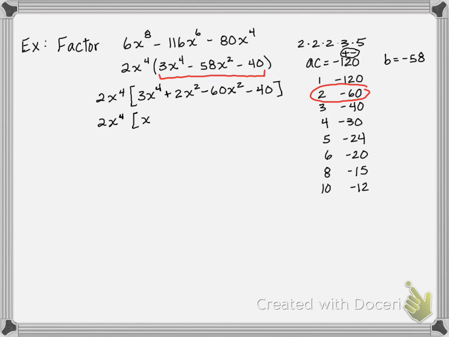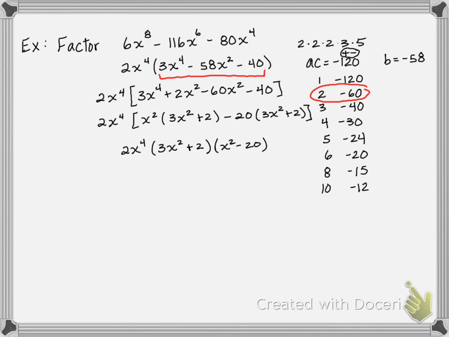So x squared, 3x squared plus 2, minus 20, 3x squared plus 2. So we get 2x to the 4th. Then I have a common factor of 3x squared plus 2. And then I'm left with x squared minus 20.